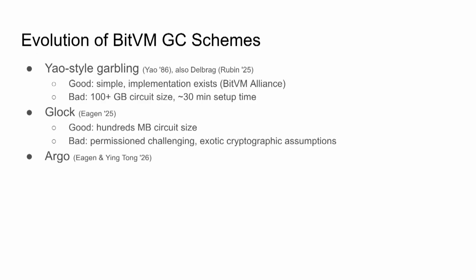And then Liam improved on that again in 2026 with the Argo scheme. And that is much simpler, or much smaller in particular. It reduces the size down to 32 megabytes roughly, and it enables permissionless challenging.